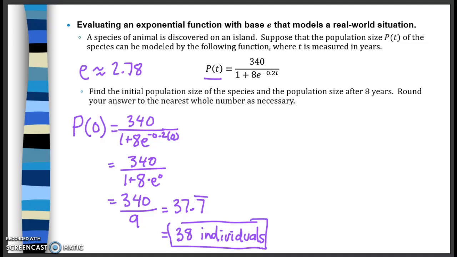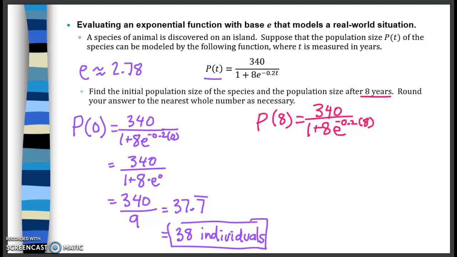Now I want you to think, is this going to go up or going to go down? Well, let's see. We want to know the population after 8 years. So t is 8. 8 years have passed. So we plug this in. My only warning to you is your calculator is going to determine how you plug in these values.